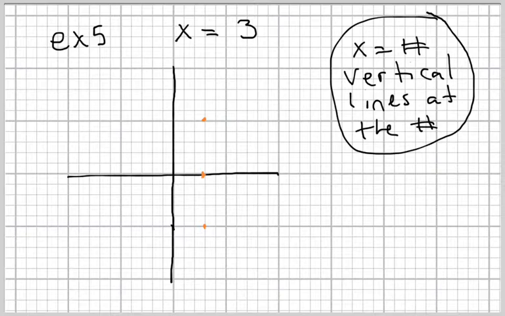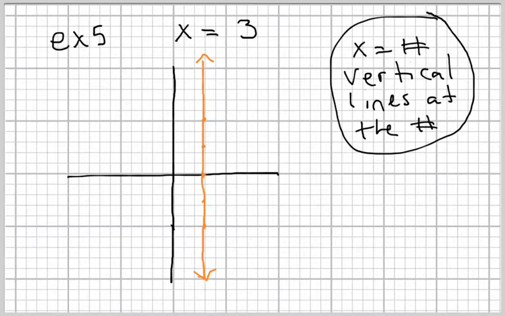If I choose a 2.5, somewhere in here. If I choose a negative 2.5, somewhere in here. So I have enough information to draw my line. It's a vertical line at that x equals 3 spot.